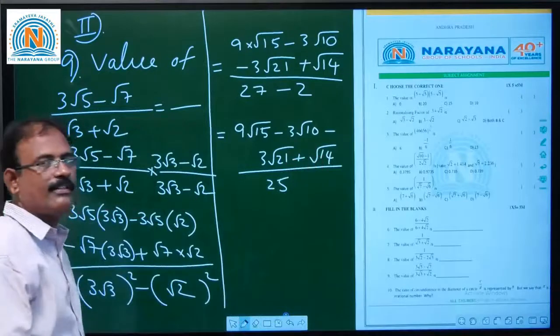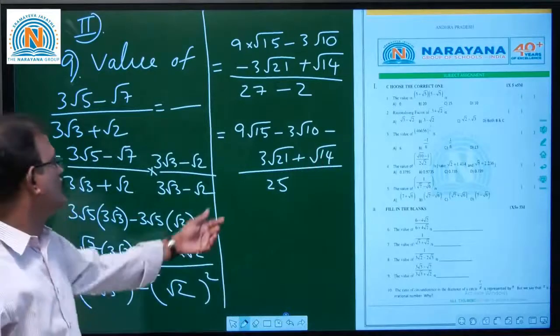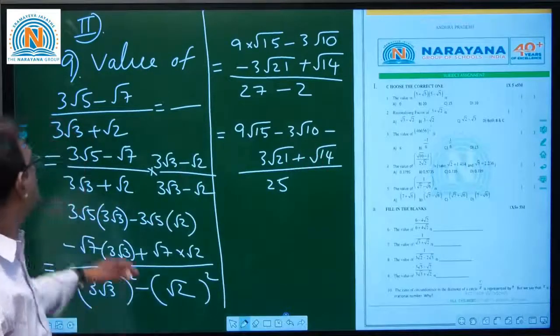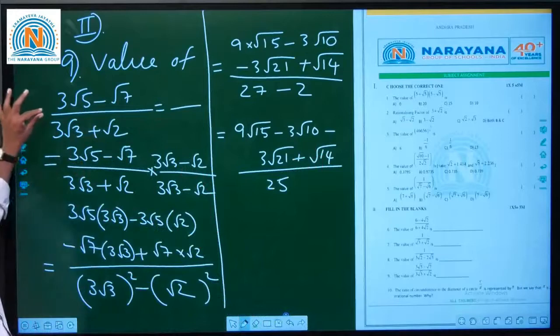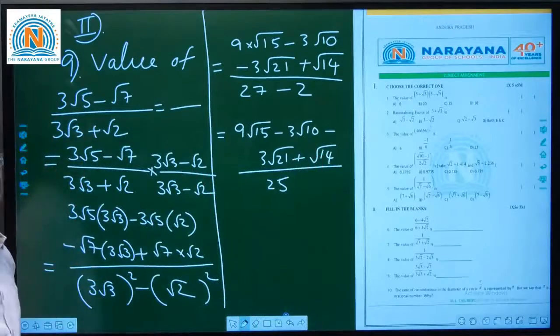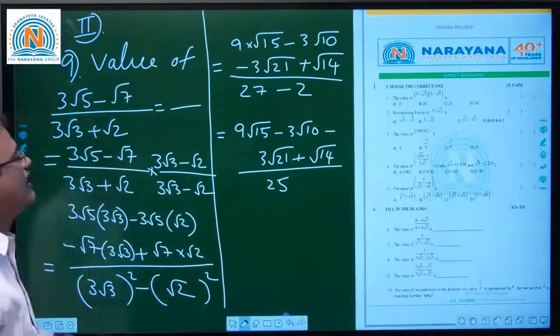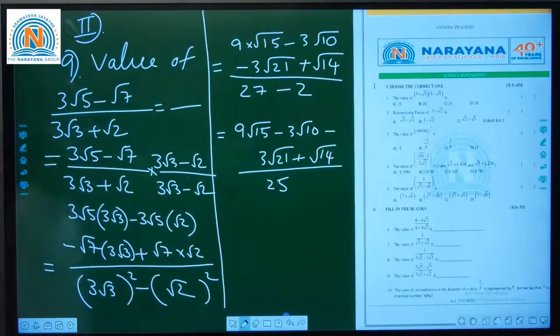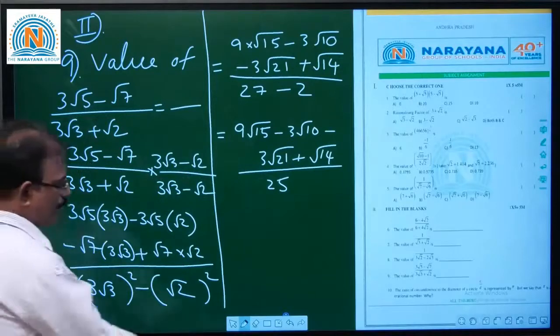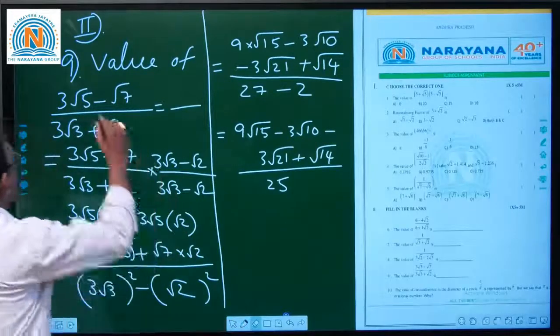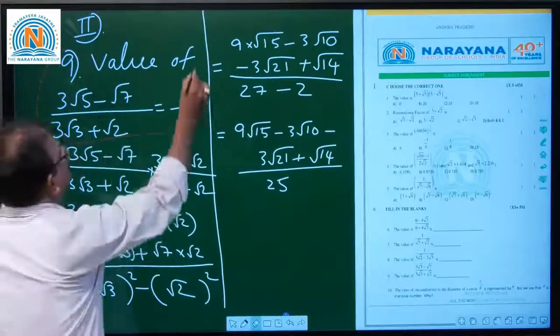So this is our final answer for question number 9, children. What is the answer for the value of 3 root 5 minus root 7 by 3 root 3 plus root 2? This is 9 root 15 minus 3 root 10 minus 3 root 21 plus root 14, divided by 25, children. So our next and last question.